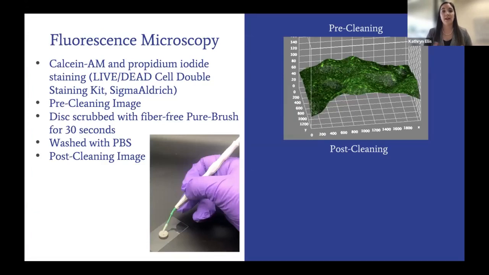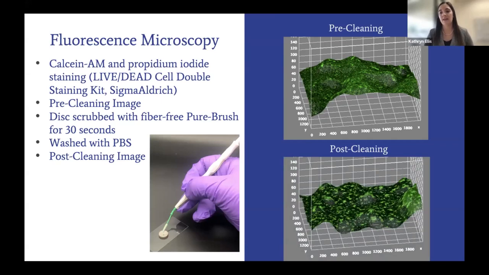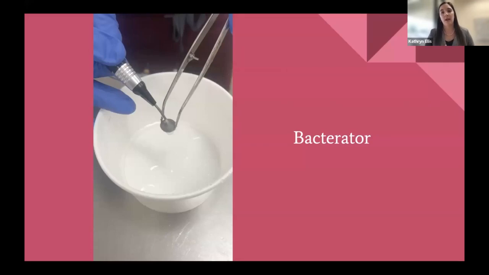So we took a pre-cleaning image with fluorescence microscopy and then scrubbed this disc with a fiber-free pure brush for 30 seconds. We then washed it with PBS and took a post-cleaning image. And here we can see that we've definitely disrupted the biofilm, and it's less dense than it was before we cleaned it with the fiber-free brush. Our next step was to use a prototype water jet called a bacturator.